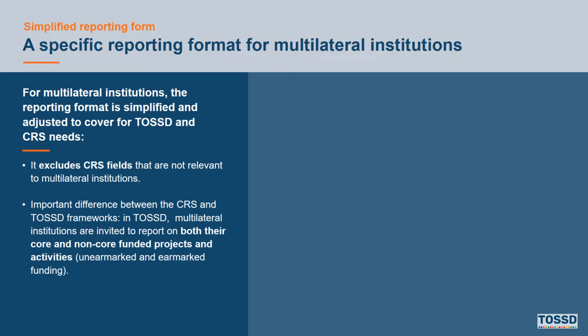As you know, the TOSSD and the CRS are two different statistical systems which have some overlap in terms of activities covered, but also important differences in terms of scope. So the simplified reporting template excludes CRS fields that are not relevant to multilateral institutions.